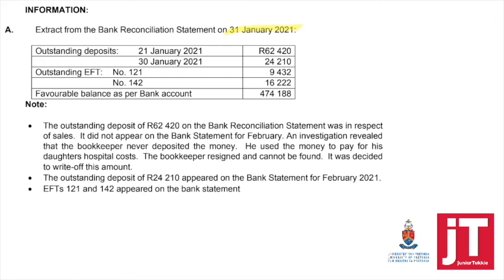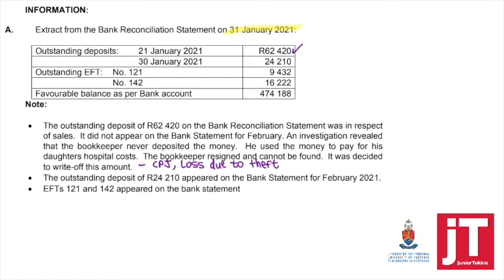Now looking at the outstanding deposit. The outstanding deposit of 62,420 on the bank reconciliation statement was in respect of sales. It did not appear on the bank statement for February. An investigation revealed that the bookkeeper never deposited the money. He used the money to pay for his daughter's hospital cost. The bookkeeper resigned and cannot be found. It was decided to write this off.